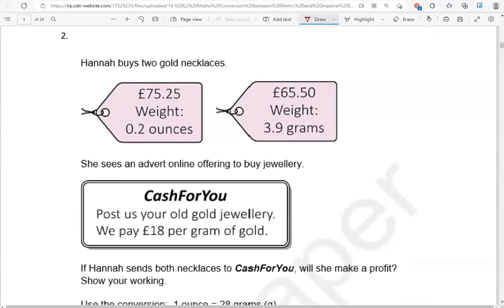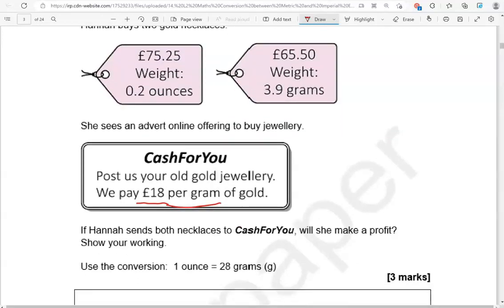Hannah buys 2 gold necklaces. The first one costs £75.25 and weighs 0.2 ounces. The second one costs £65.50 and weighs 3.9 grams. She sees an advert online offering to buy jewellery. Cash for You. Post us your old gold jewellery. We pay £18 per gram of gold. If Hannah sends both necklaces to Cash for You, will she make a profit? Show your working. Use the conversion: 1 ounce is equal to 28 grams.